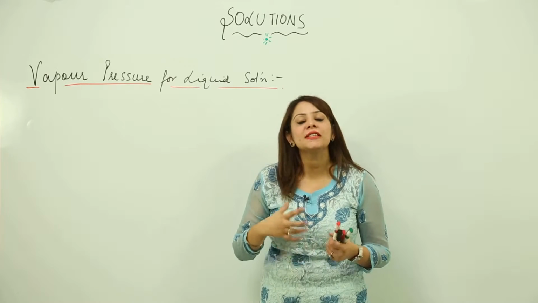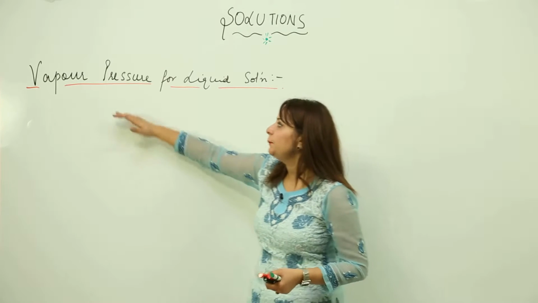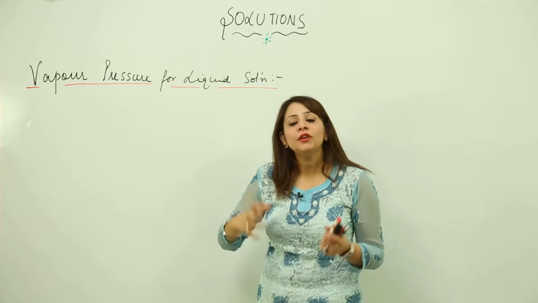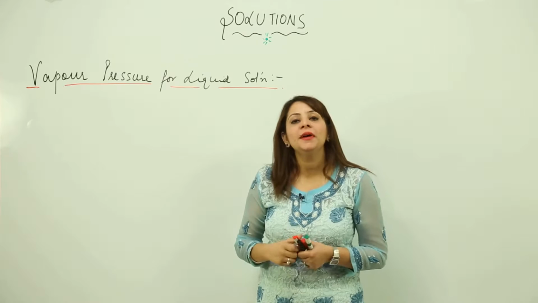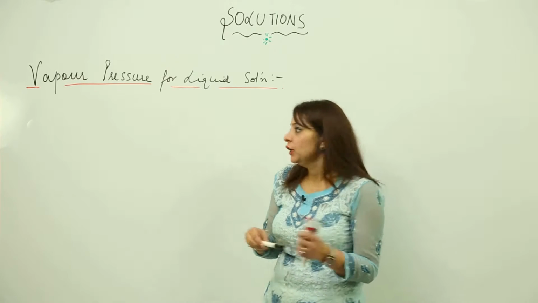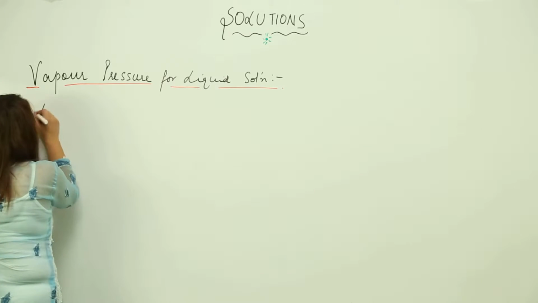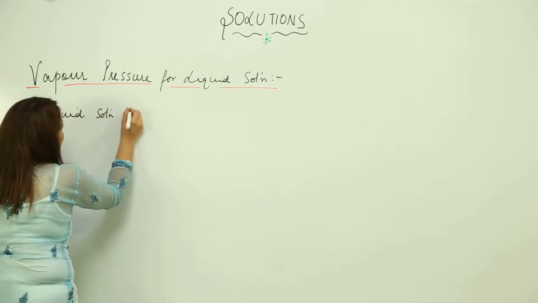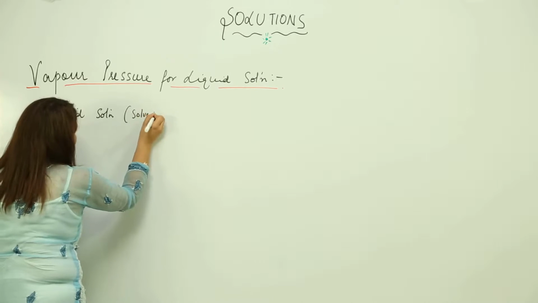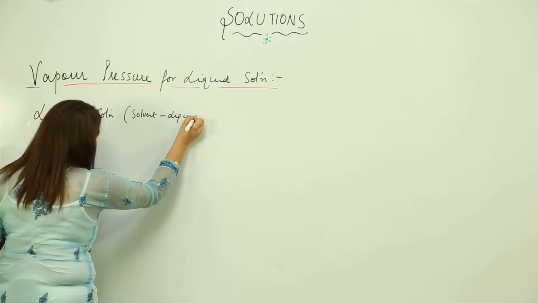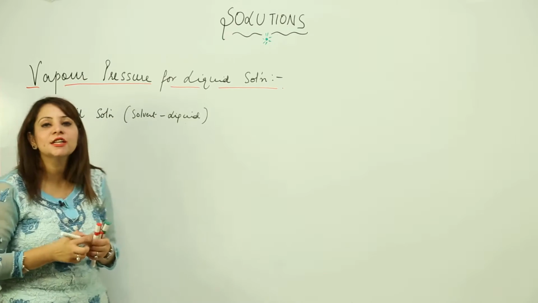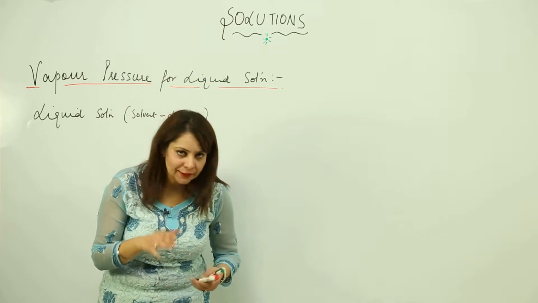Now we are going to start with the topic that is the vapor pressure for liquid solutions. What we will be doing in this, first of all, is considering the liquid solutions. So what is a liquid solution? As you all know, liquid solutions are those in which the solvent is liquid. So we are going to see the vapor pressure for the liquid solution, that is the solution which has the solvent as liquid.